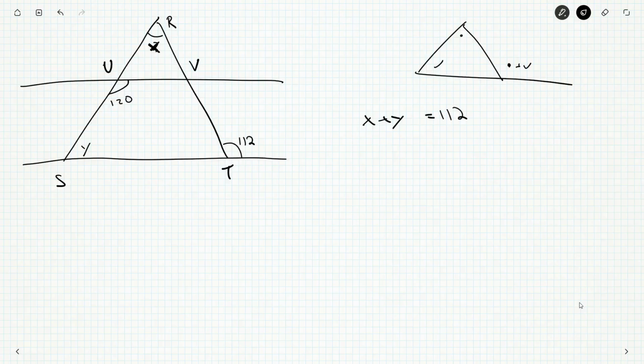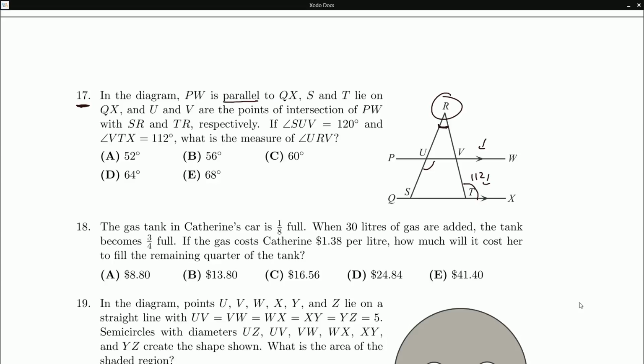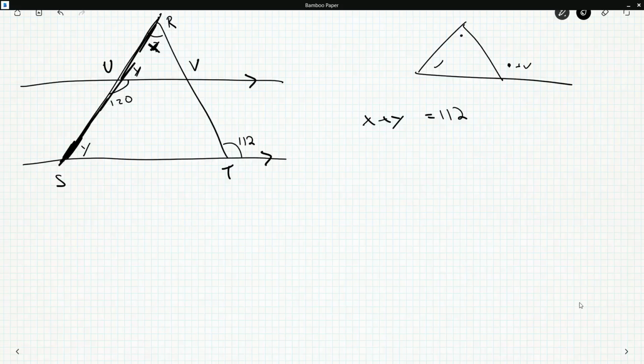So I'm kind of close to getting X. I've at least got it in an equation. The question is, can I simplify things? Can I figure out what y is? And here's where the parallel lines are going to come in. If you have a single line like RS and it intersects parallel lines, it hits both lines at the same angle. So if it intersects this bottom line QX at an angle of y, it'll intersect PW at an angle of y.